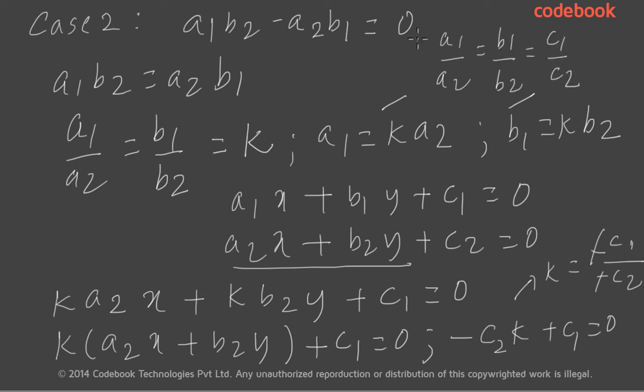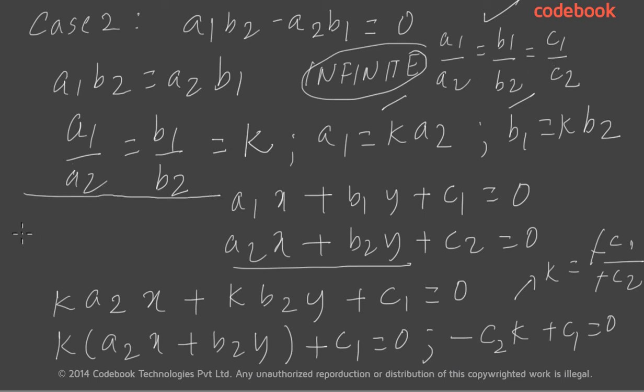If this is the case, the two lines lie exactly one over the other, which means that there are infinite solutions for these two equations. However, if A1 by A2 is equal to B1 by B2 is not equal to C1 by C2, then in this case these two equations will have no solution.